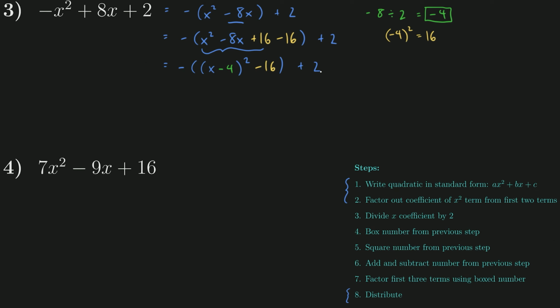And this will be the first example where we have to do step 8, distribute. So this negative will get distributed to this expression and this expression. Negative x minus 4 squared plus 16 plus 2. And then finally we simplify. Negative x minus 4 squared plus 18. That's our final answer.